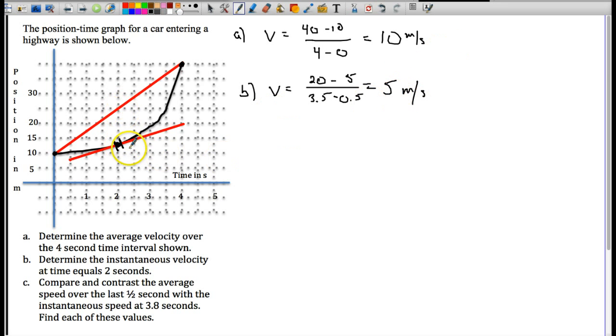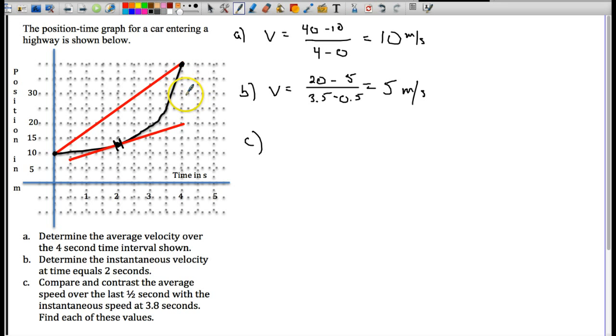And if you look at the slopes of these two things, we can see that clearly that makes sense because this 5-meter-per-second slope is more shallow than the 10 meter per second slope. Okay, now for C. C wants us to compare and contrast the average speed over the last half second with the instantaneous speed at 3.8 seconds and then find the values for each.